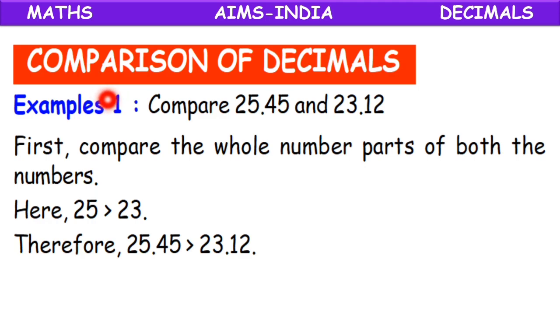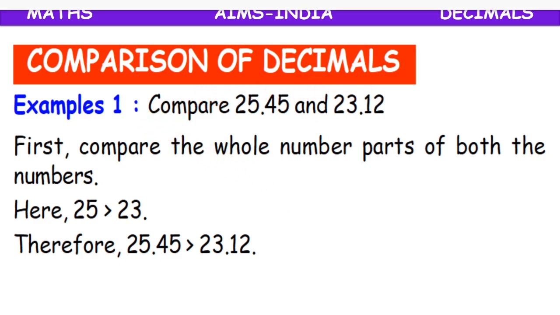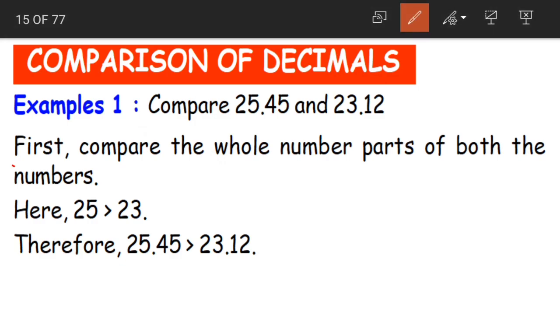Now coming to the comparison of decimals. If we have two decimals, say 25.45 and 23.12. These two are decimals. Now how can we say which of the decimals is greater and which decimal is lesser? We have learnt about comparison of fractions. So on the same lines, let us learn about comparison of decimals. What are the steps? First, compare the whole number parts of both the numbers.